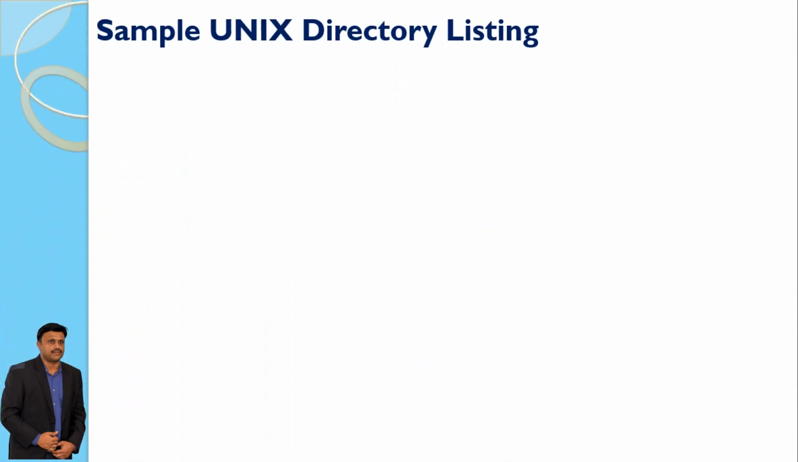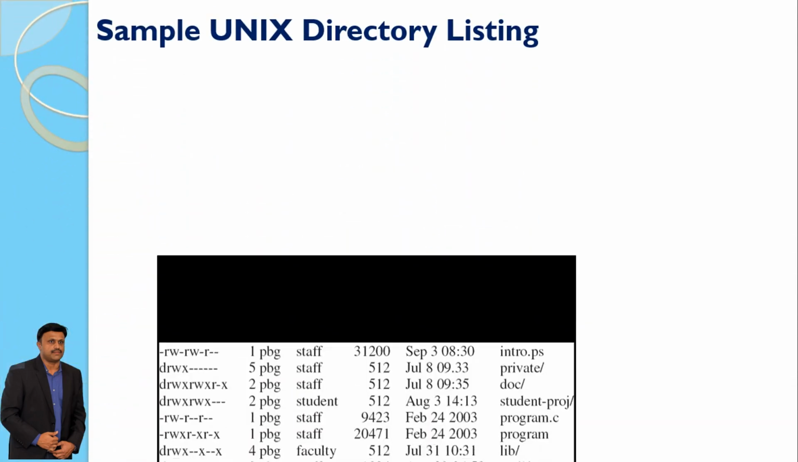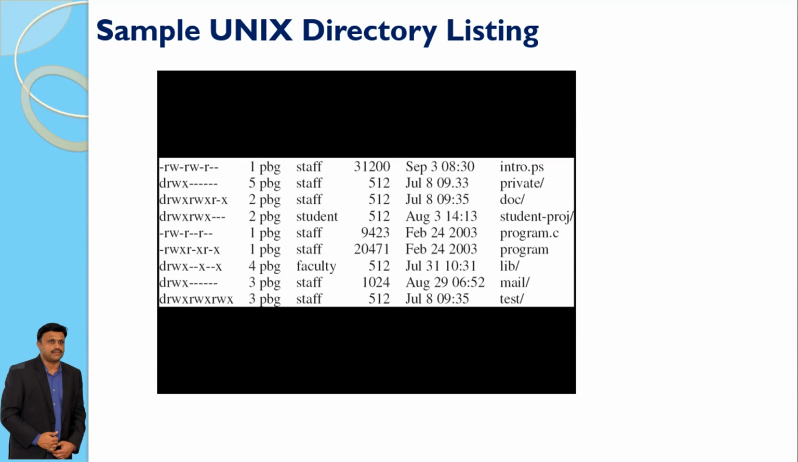Here is a sample UNIX directory listing, showing various files and directories along with their permissions, owner, group, size, and modification date. This helps in understanding who has access to what within the system.